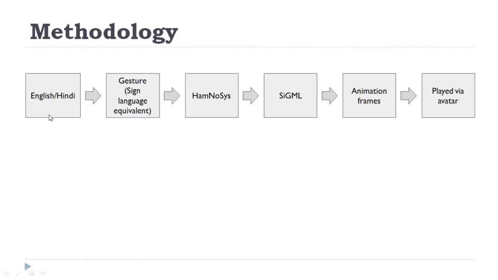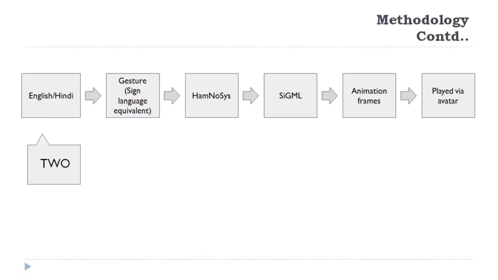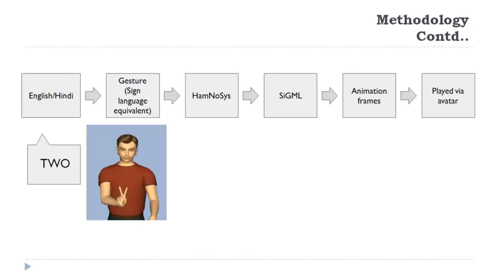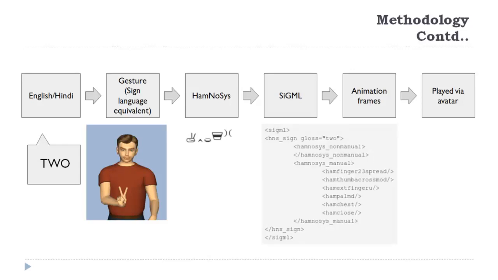This portal takes English and Hindi as input sentence. Let's say, for example, our input is 2 and we want to generate its equivalent sign in Indian Sign Language. Internally, each word is converted into the Hamburg notation system named HamNoSys for representation of signs, as shown here. This is the representation of 2 in HamNoSys. Then this HamNoSys representation is converted into Sign Gesture Markup Language, which is similar to XML, for its processing with Avatar. And then finally, Avatar generates the animation frames for the input word.